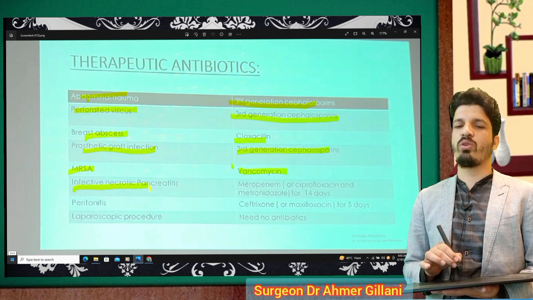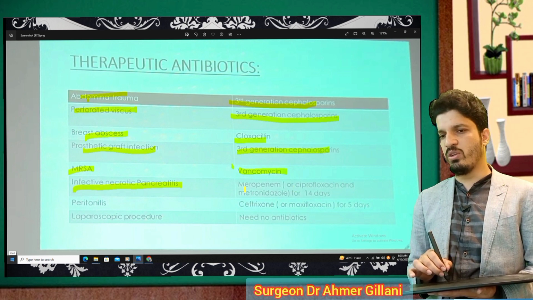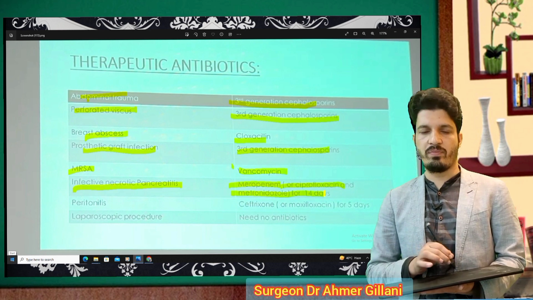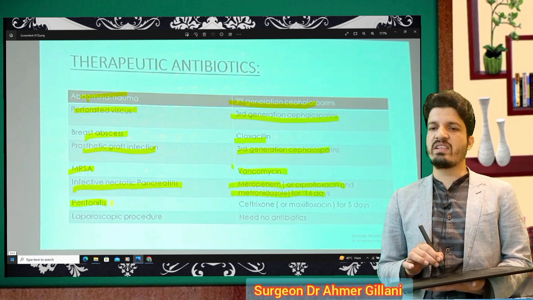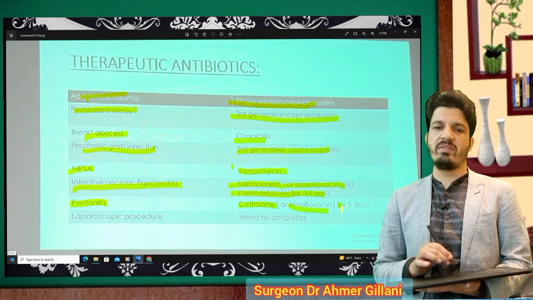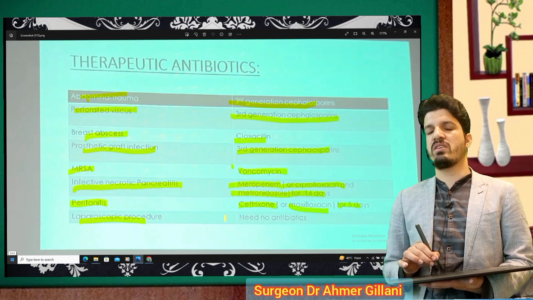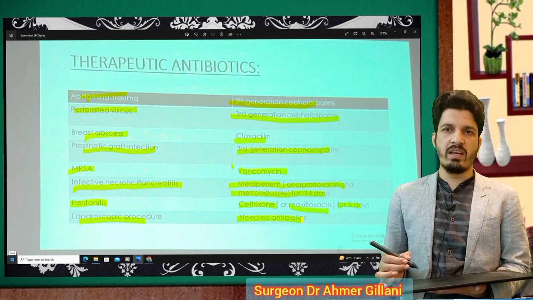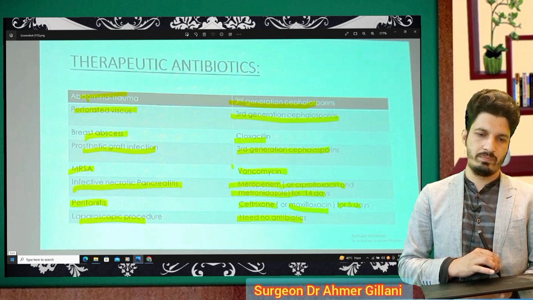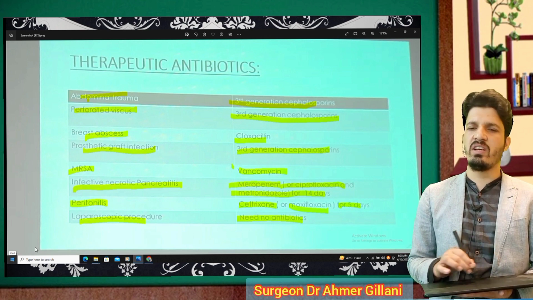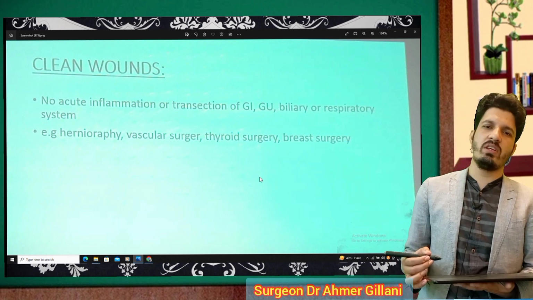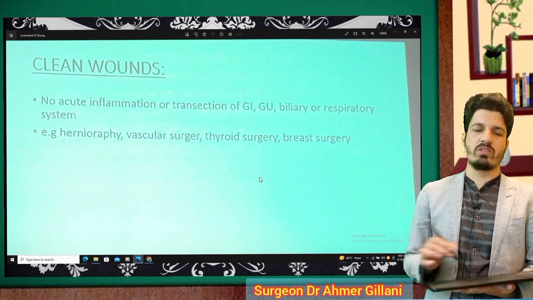In infective necrotic pancreatitis, you will use meropenem, ciprofloxacin and metronidazole for 14 days. For peritonitis, you will use ceftriaxone or moxifloxacin for 5 days. For laparoscopic procedures, there is no need of the antibiotic. Remember this thing. Now moving towards the next slide. Now we are discussing the 4 types of wounds.